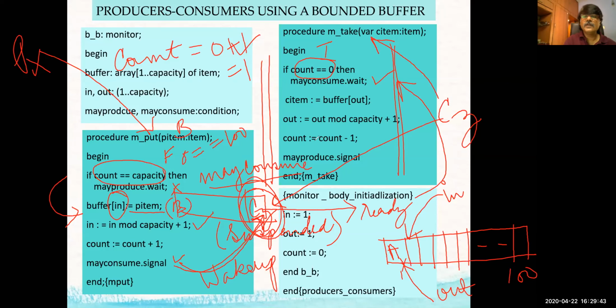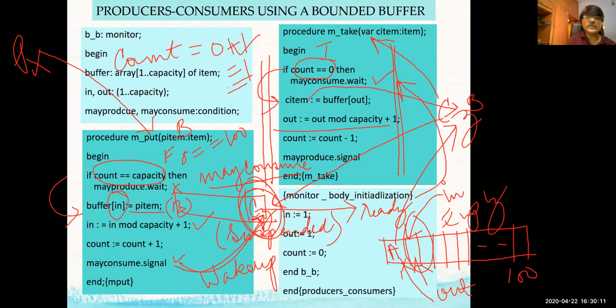Here count equals to 0 will be false because it is 1 now. The control will come out of here. Consumer will be given the item B which was stored in the out location here. Out will be incremented to out mod of capacity plus 1. Again in and out are pointing to the same location, it means buffer has become empty. And may produce dot signal is executed by the monitor.